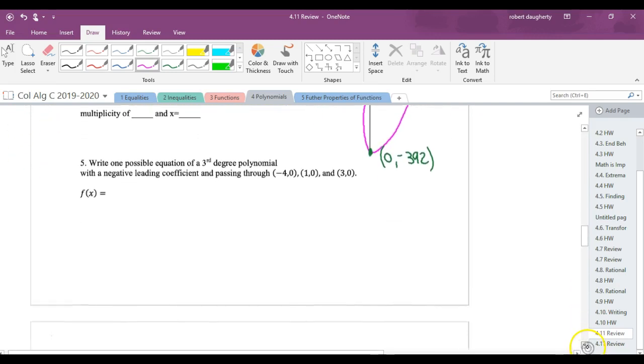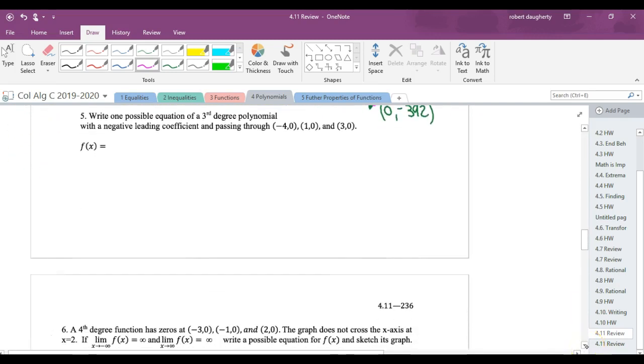Write one possible equation of a 3rd degree polynomial with a negative coefficient passing through these points. So polynomial with a negative coefficient, it's going to pass through -4, it's going to pass through 1, it's going to pass through 3. So that is a polynomial. It is a possible polynomial, 3rd degree, negative coefficient, passes through all of those points.